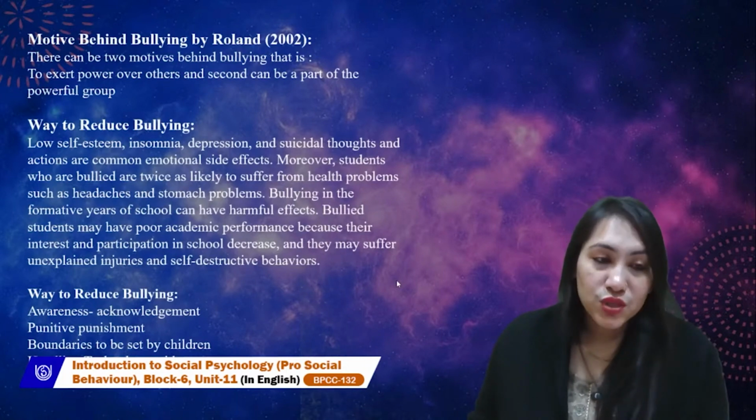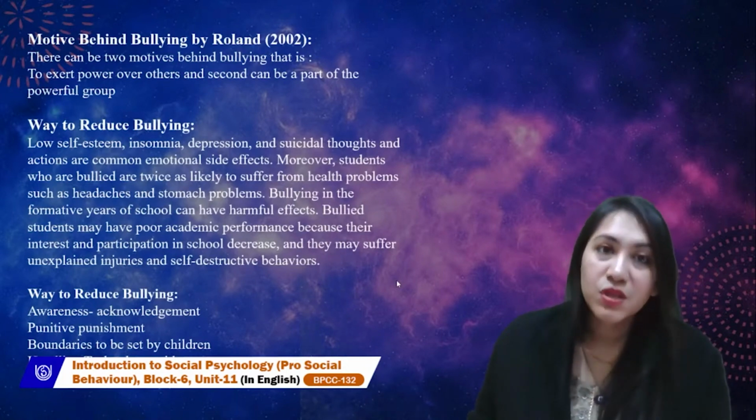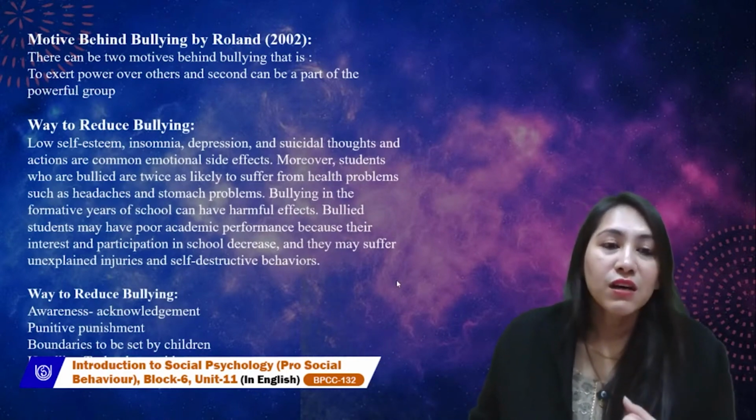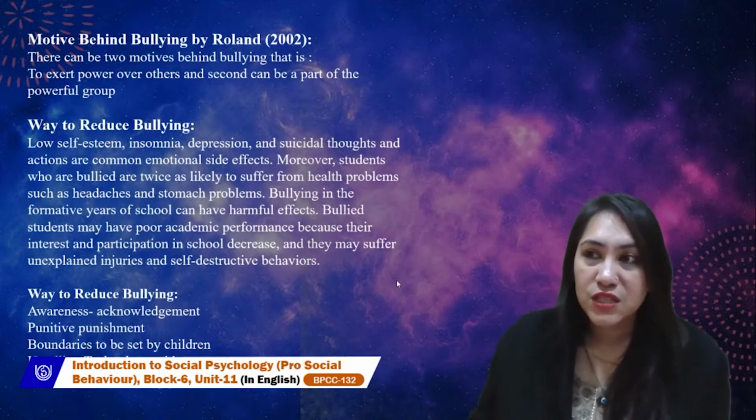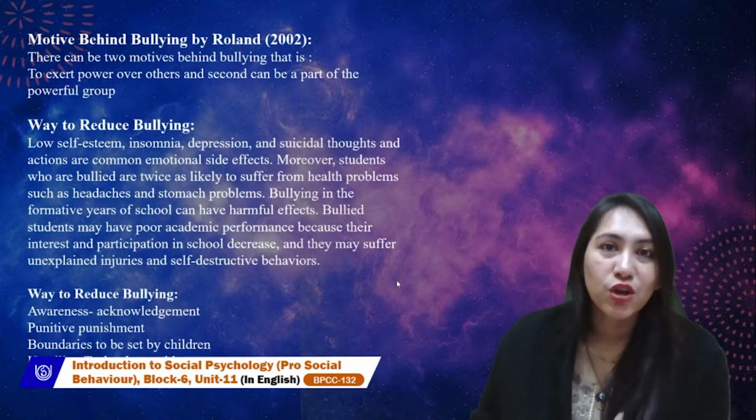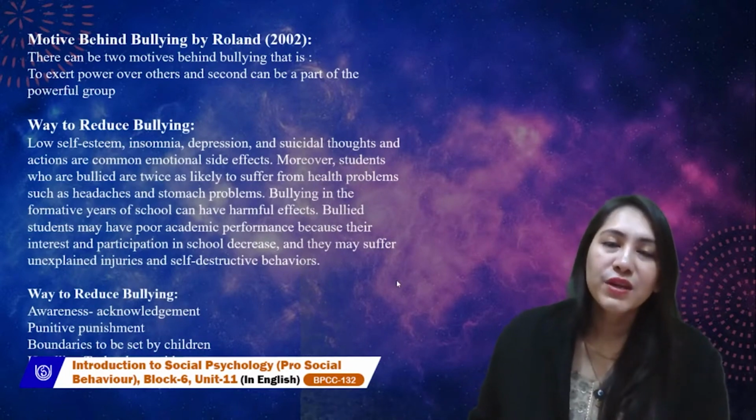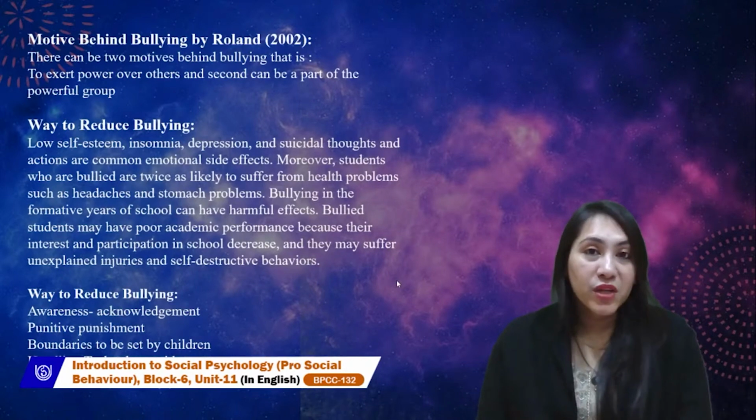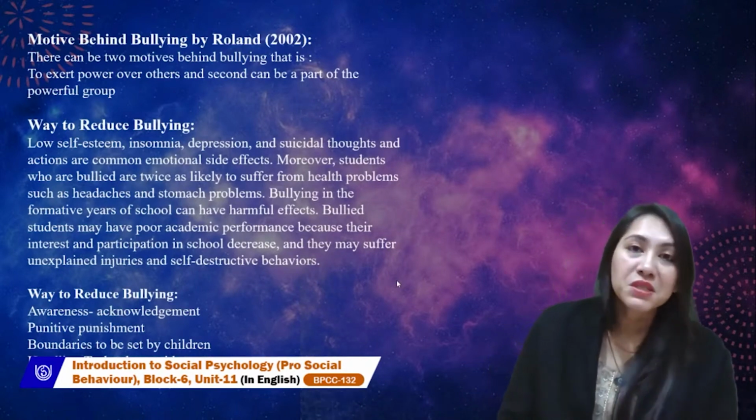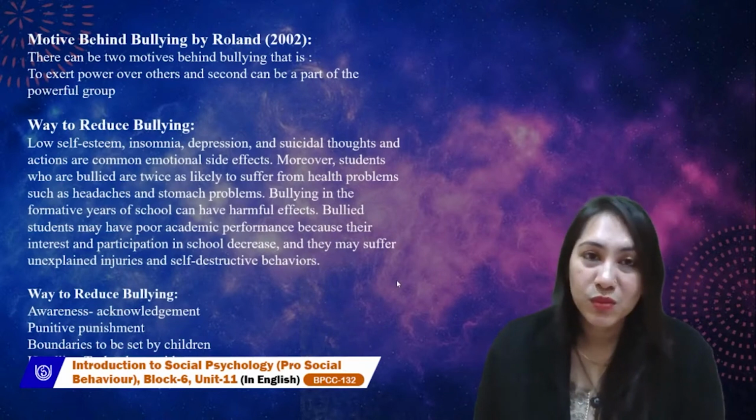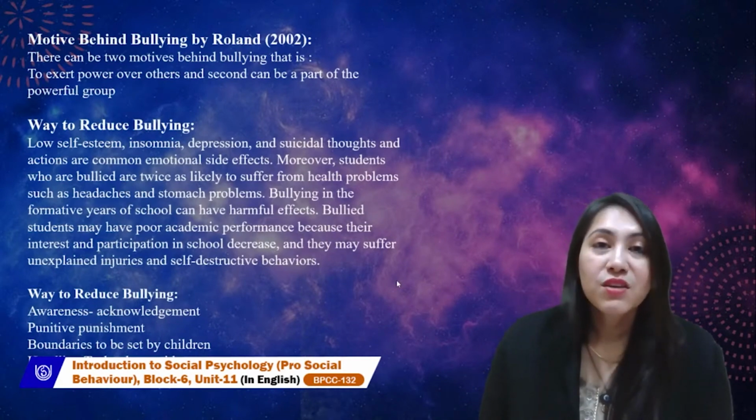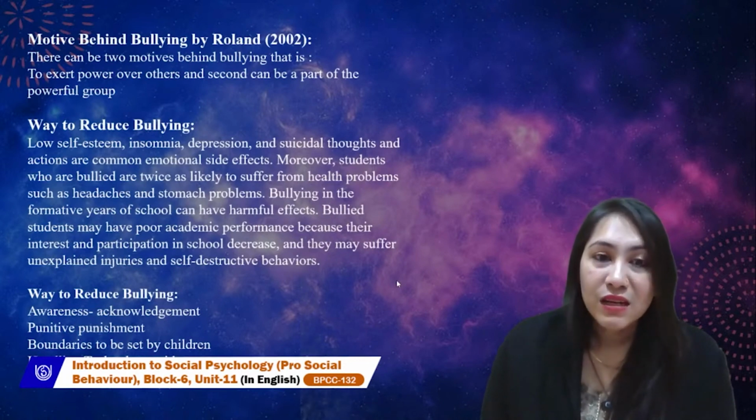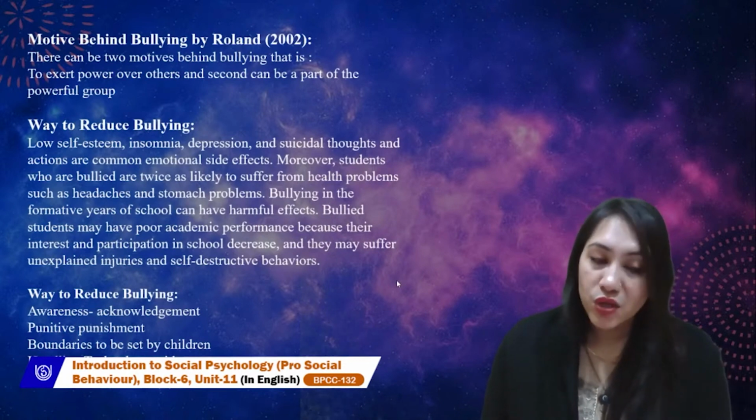Bullied students also have poor academic performance because they lose interest, they do not participate, and they don't want to come to school anymore. They suffer a lot of unexplained injuries, falling down because their confidence is low, and they are not able to manage their body. They may also end up in self-destructive behavior, which is self-harming. So remember, when you're bullying or taunting somebody, and it's not in a good sense of humor, it could lead to anxiety, depression, and suicidal thoughts in children.